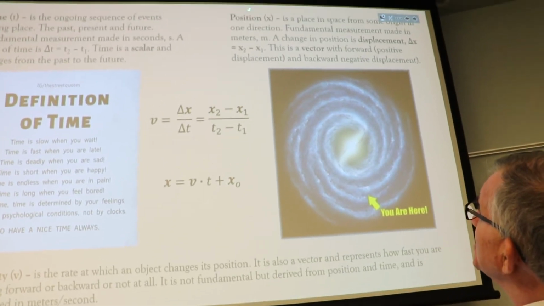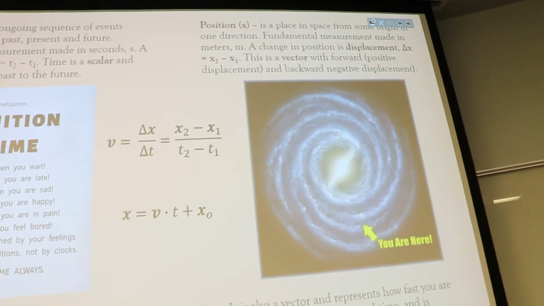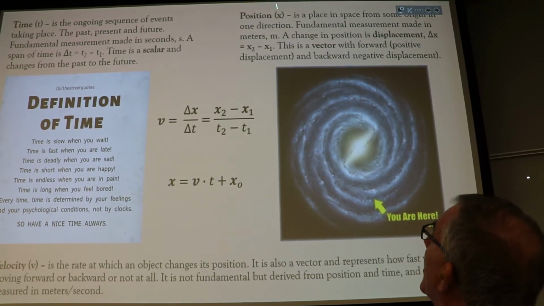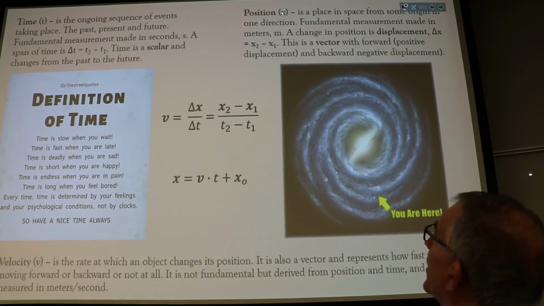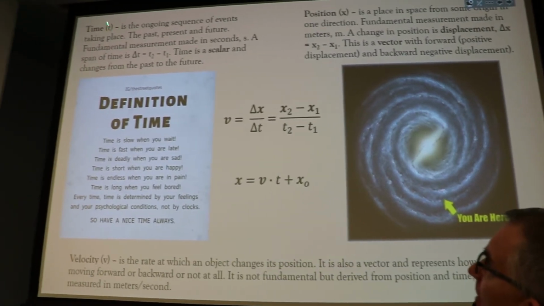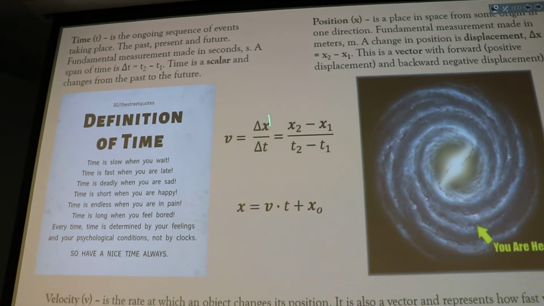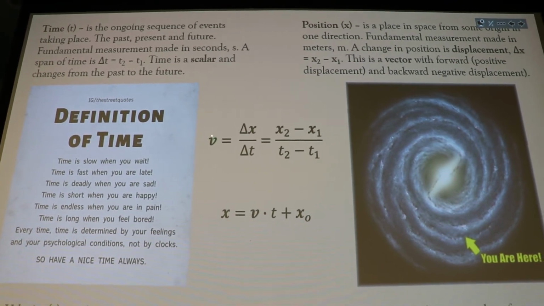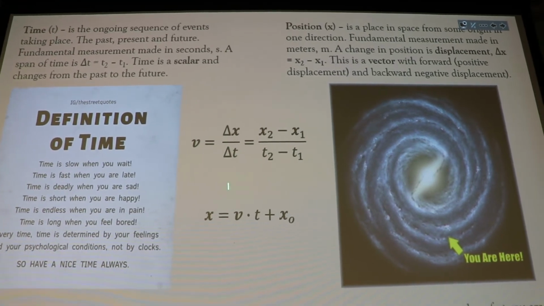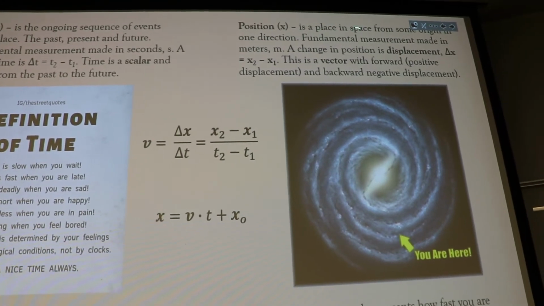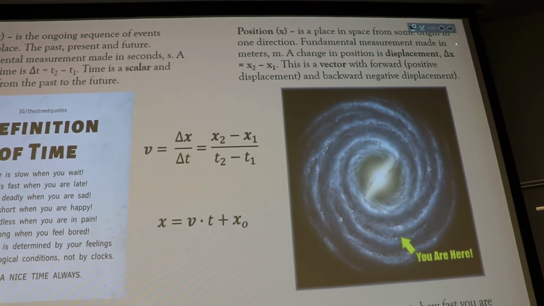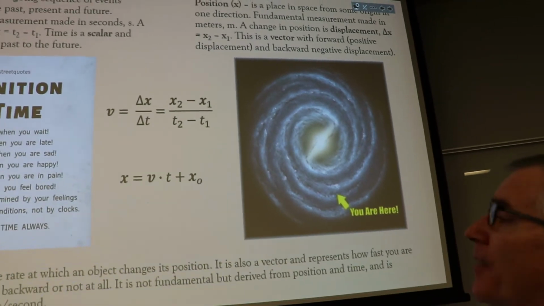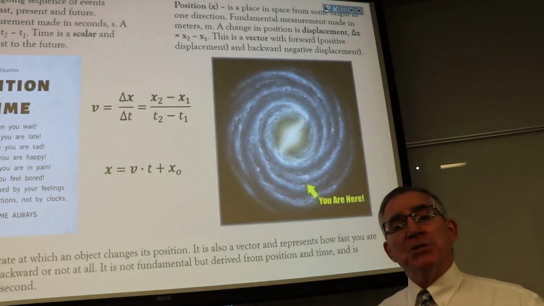All right. Position. Now we're only working in one dimension. Remember, only one-dimensional motion. Position is measured by a vector. Vectors are bold type. If you go back over here, you can see the little t over here is not bold type. See up here, bold, bold, bold. Velocity is bold. It's a vector. Time is not. Okay? So anyway, position is a place in space from some origin in one direction. So if you want to know your one-dimensional position, you got to pick a spot and call that your starting spot.